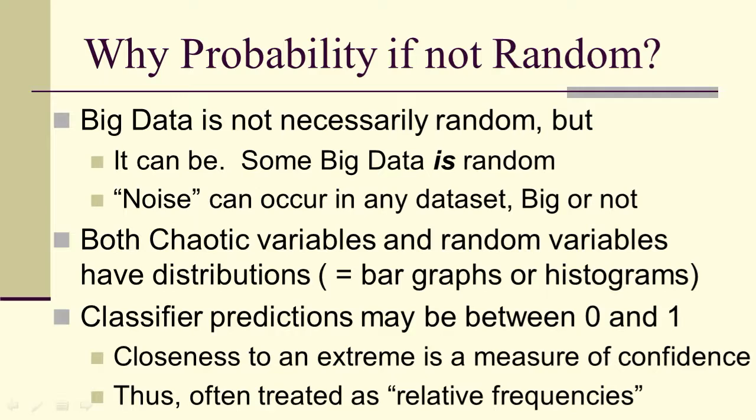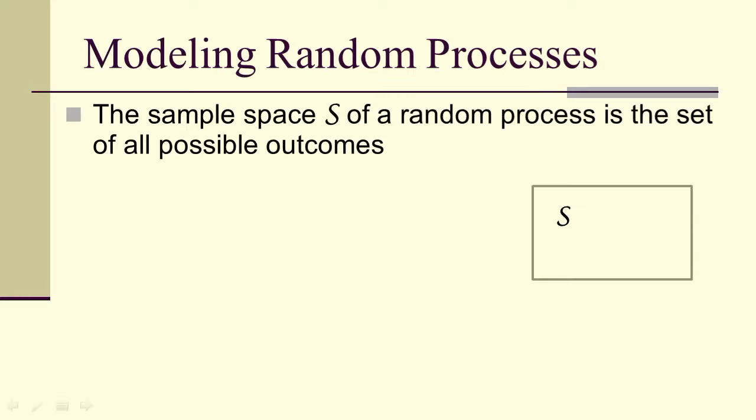So we can get distributions, which are bar graphs or histograms, and classifiers are predictions between 0 and 1 inclusive, and often closeness to an extreme is a measure of confidence, and so we often treat them as relative frequencies. So probability theory is important even if we're not looking at something that's random. But let's start at the beginning.